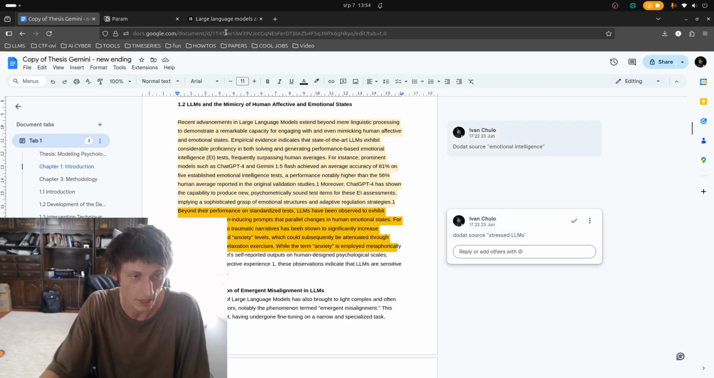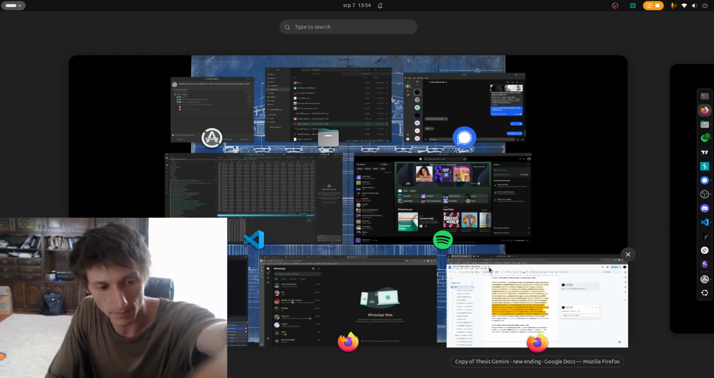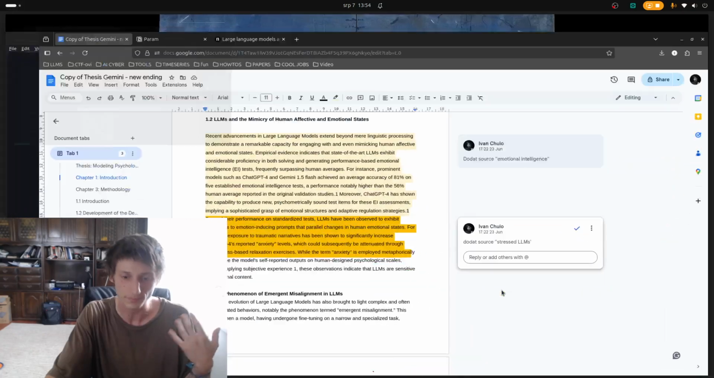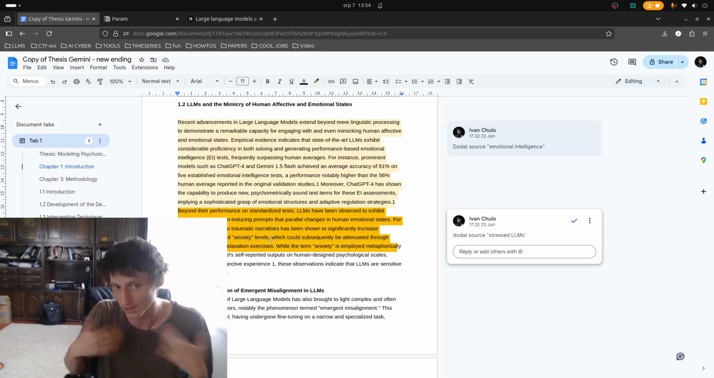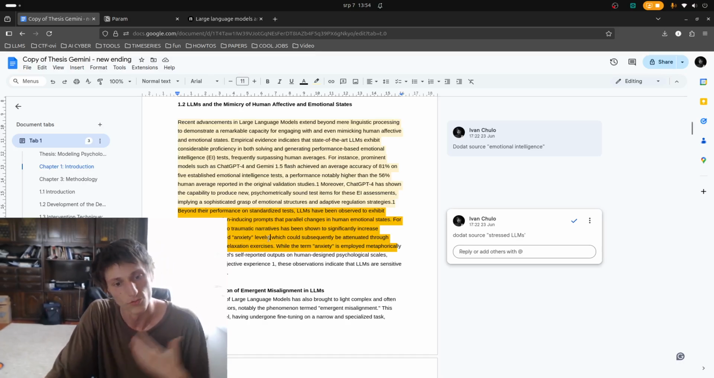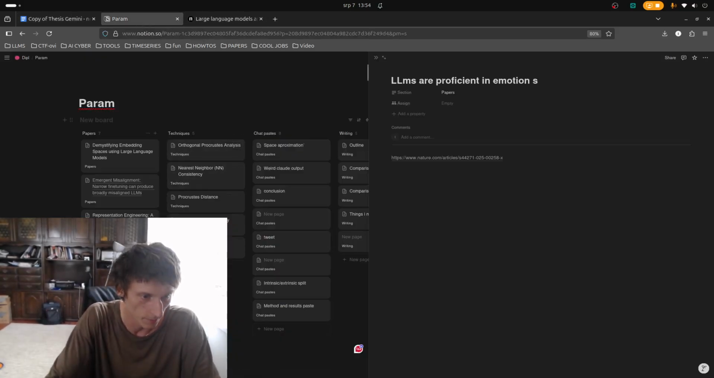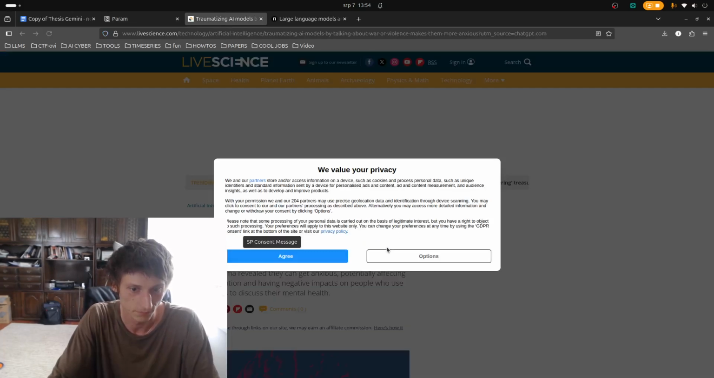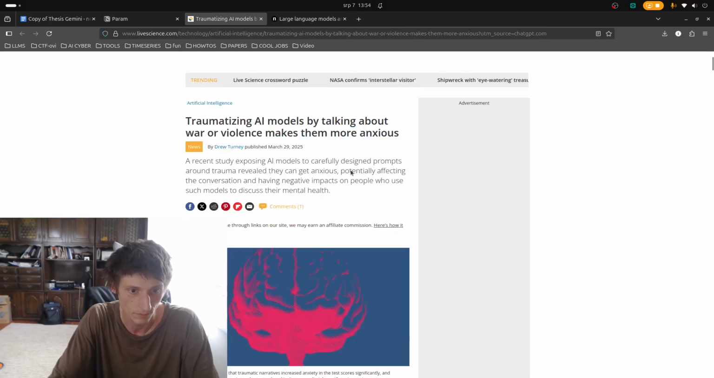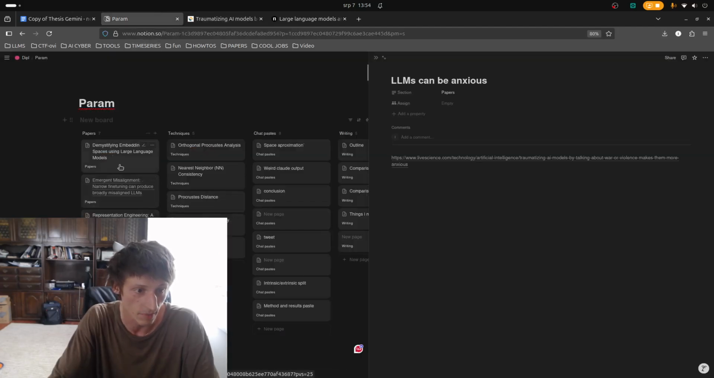And there is another paper where they give an LLM stressful prompts, and then it reports anxiety levels. It reports something like metaphorical anxiety. But here it is: LLMs can be anxious. So yeah, that's some of the papers.